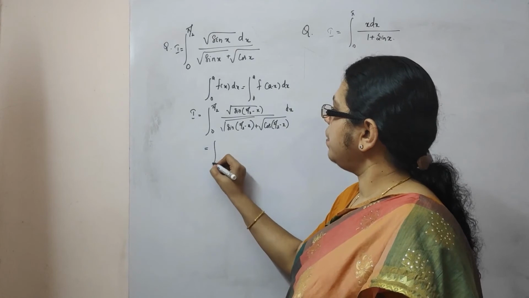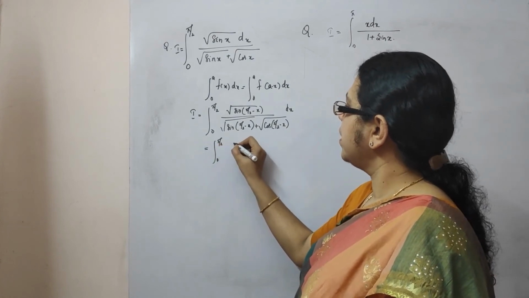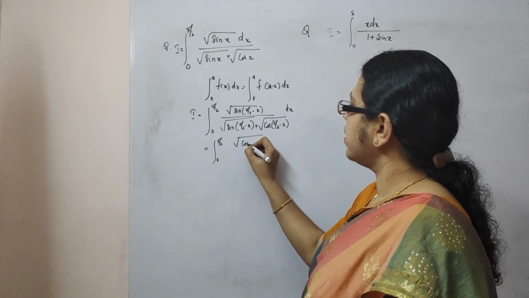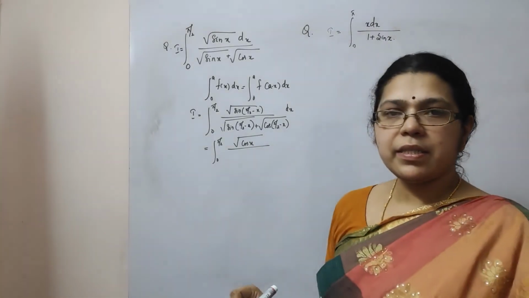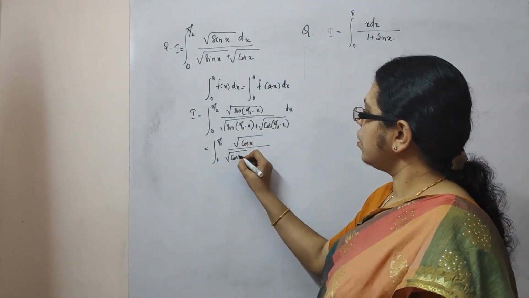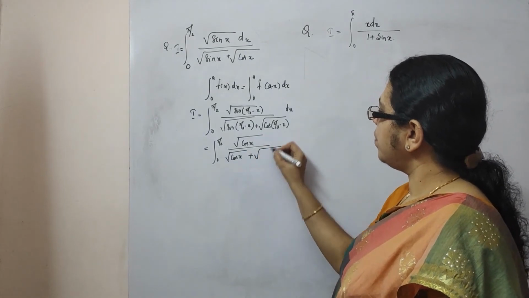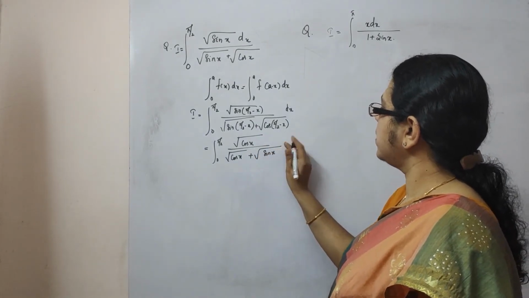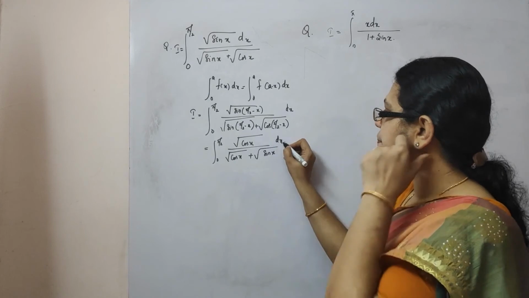Now what is sine pi by 2 minus x? That is, we know it is cos x, isn't it? We have studied in our class 10. So root of sine pi by 2 minus x is cos x plus root of cos pi by 2 minus x is sin x into what? Dx. Okay.